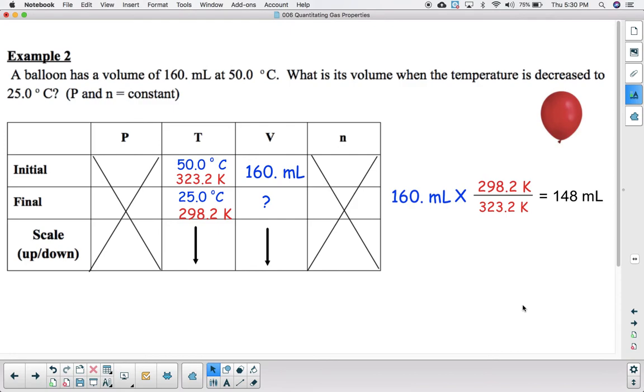When I do the math here, I find out that the new volume of my balloon is 148 milliliters, which is smaller than my original balloon, which reflects the decrease in temperature, and so I feel that my answer makes sense and is appropriately scaled according to the direct proportionality between temperature and volume.